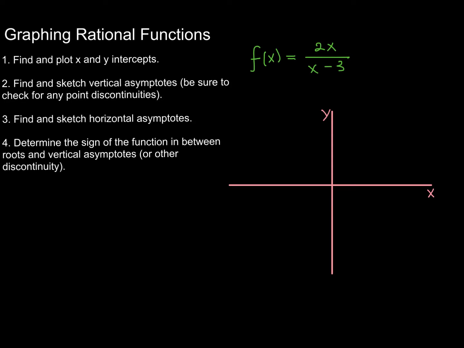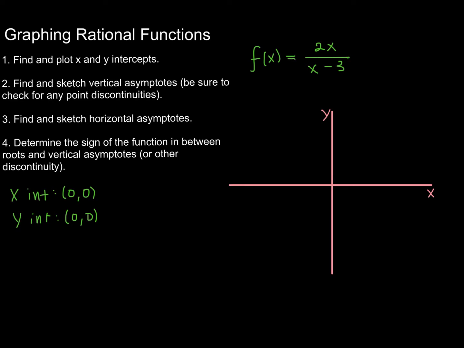Alright, so as you remember, we have a really simple plan for sketching the graphs of our rational functions. We're going to look at the key characteristics, the x and y intercepts. We're going to plot those points. Then we're going to look at the vertical asymptotes. We're going to plot those. Find the horizontal asymptote, sketch those out as well. And then finally, we're going to make a quick sign chart to determine what our function is doing in between the roots and the vertical asymptotes, or another discontinuity if I have one. So I want you to go ahead and try executing that for this function here, and then we'll go ahead and take a look at it together.